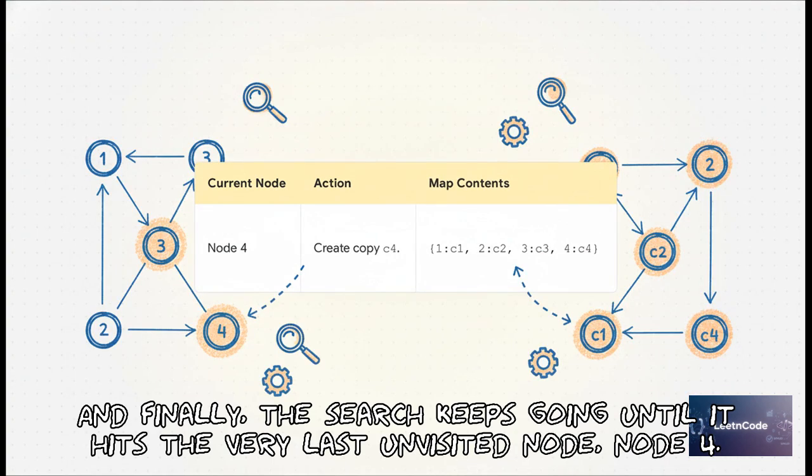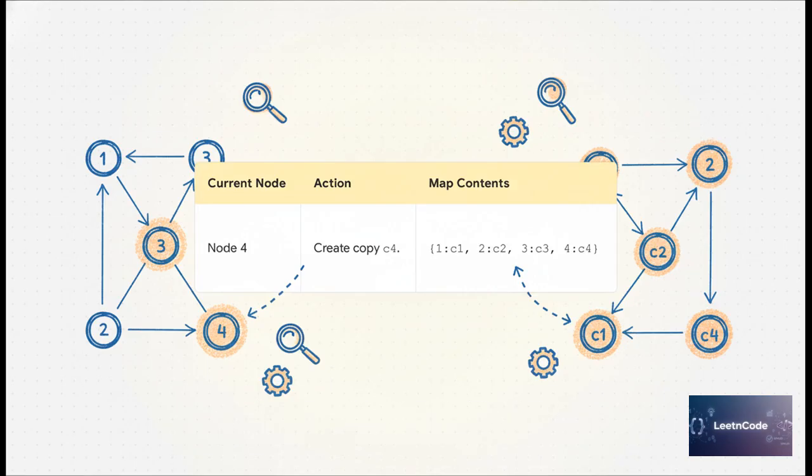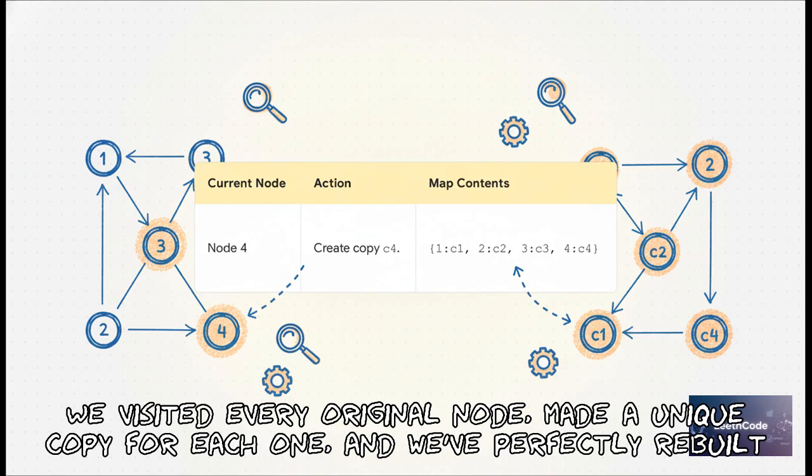And finally, the search keeps going until it hits the very last unvisited node, node 4. It's not in the map, so we create its clone, C4, and add it. And we're done. Our clone is finished. We visited every original node, made a unique copy for each one, and we've perfectly rebuilt all the connections in our brand new graph.